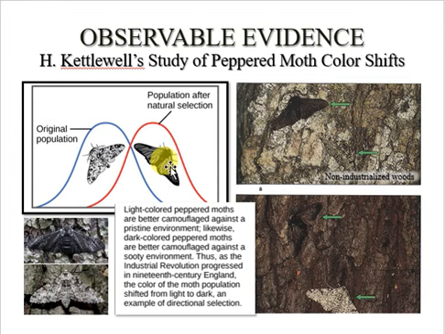Color success varied depending on the wood type available. In non-industrial woods, light moths did better. So here's your non-industrial woods. The tree trunks were light in color, they were not covered in soot, so your light morphs were well camouflaged, which means the dark morphs had higher rates of predation. So in your non-industrialized woods, the light morphs were more inconspicuous, meaning they were less predated.